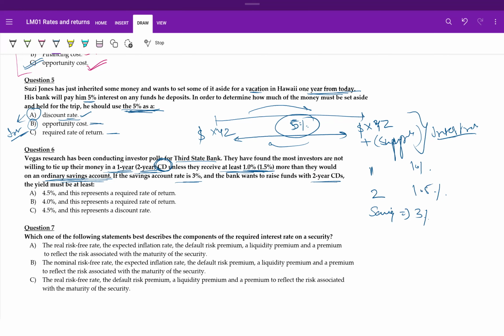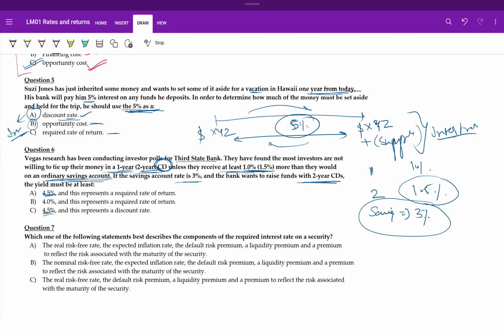the yield must be at least, so the savings account rate is 3%, and simply we can calculate this because for the 2 year CD, the interest premium is 1.5%, and the investors actually want 4.5%. We have two options saying 4.5%. But now understand this: since we are taking the view of the minimum amount required to induce investors to lend funds to the bank, this is best described as the required rate of return, based on the numerical information.